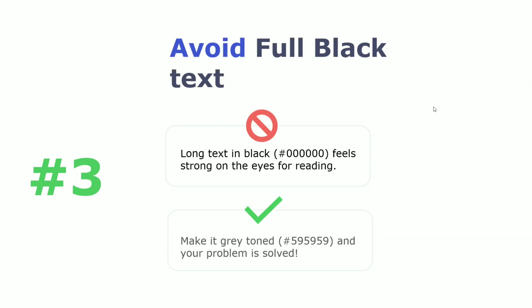The last hack is whenever you are using lengthy text on the product page, various screens, website, or presentation, ensure that you do not use full black color text. So if you see here, this is full black. It is heavy on the eye, whereas this is lighter gray, toned gray, and it feels a lot easier to read this versus this one.